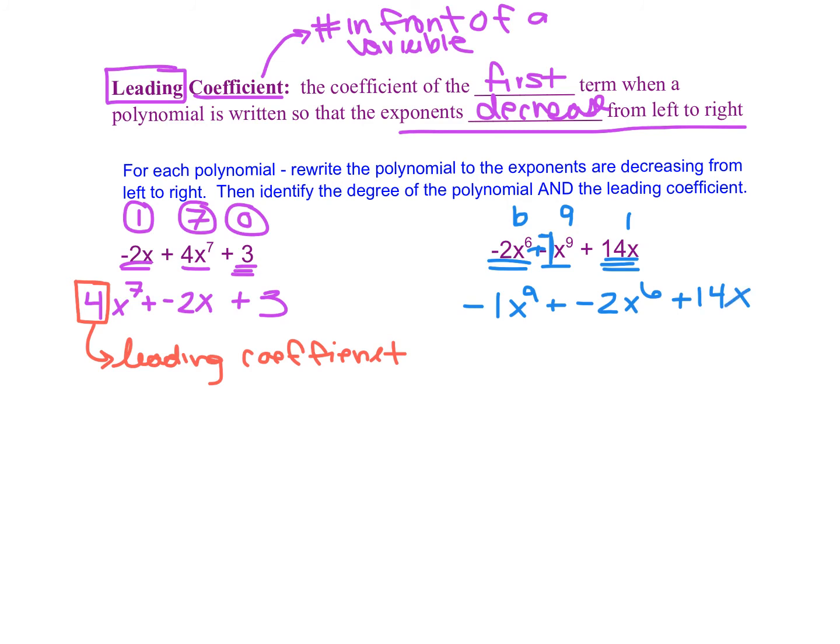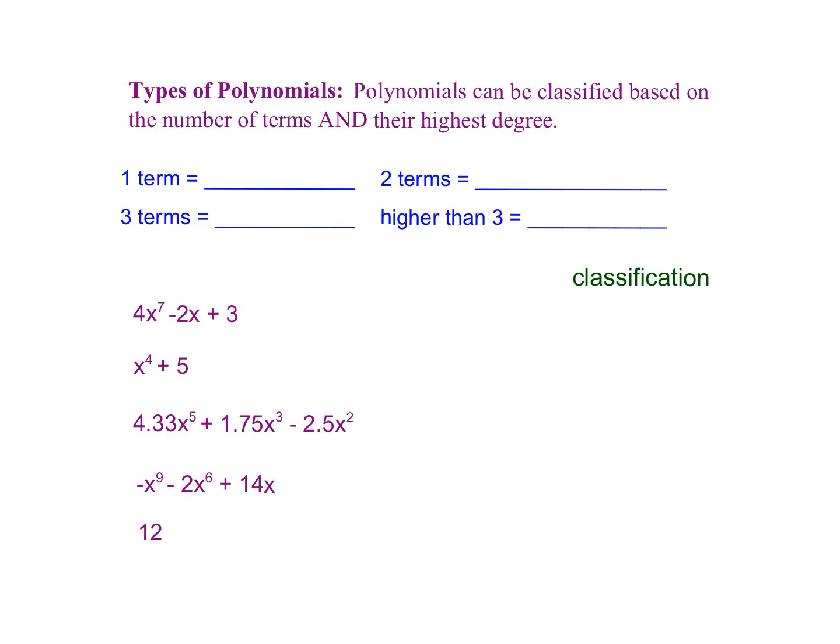And then I look here for my leading coefficient, and my leading coefficient is the number that's in front of the first term, which here is negative 1. So my leading coefficient is negative 1. Coefficient, there we go. So now that we have all of this knowledge, we're finally going to tackle the learning target from the first slide.